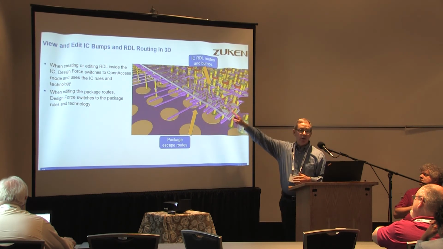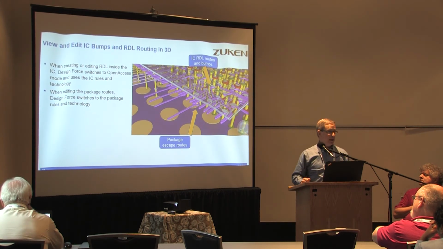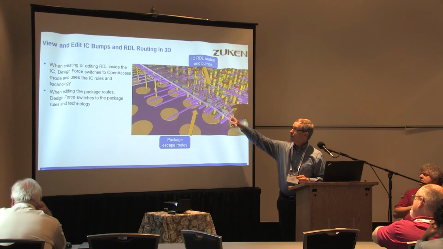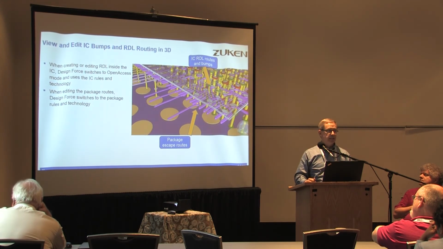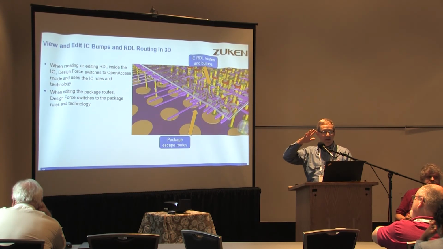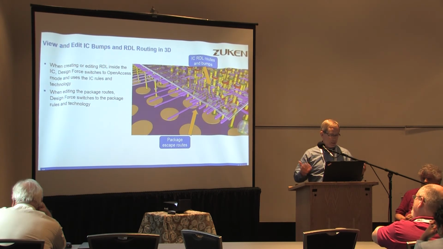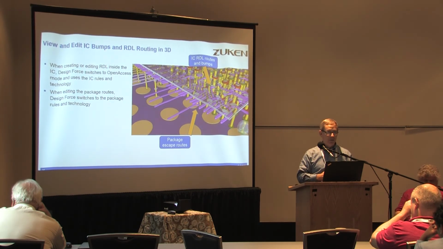These gray lines are the open access RDL routes, and the bumps are the gray bumps. The purple are the package bumps, the landing pads, and the escape routes. So you can very easily have an OA view and package view at one time in 3D and see what's going on in your design, and you can go in and actually manually edit things, in either 3D or 2D mode.